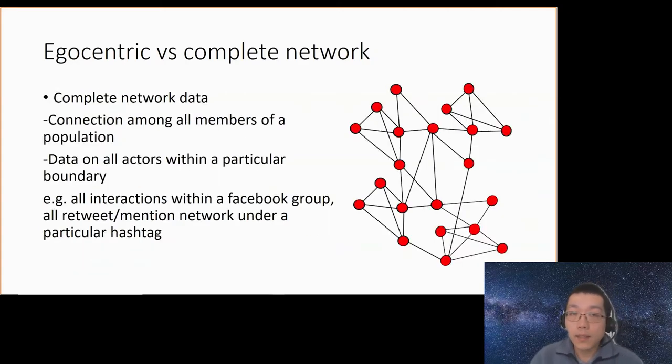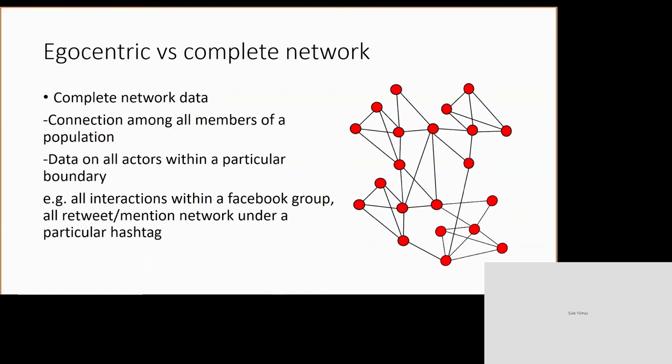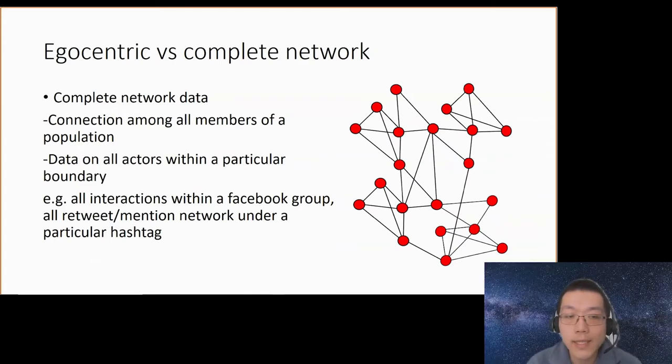And on the other hand, if you have all the connections among all members within a population, or all data of all actors within a particular boundary, then you have what we call complete network data, as we've shown on the graph on the right. For example, if you're studying a closed Facebook group and you have all the interactions within that Facebook group, then you have complete network data. Or in another example, let's say you're following a particular hashtag, like 5G and COVID, and you collect all the retweet and mention network following that hashtag, then you also have a complete network.